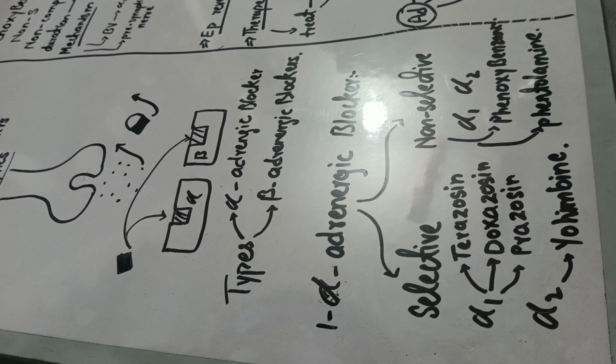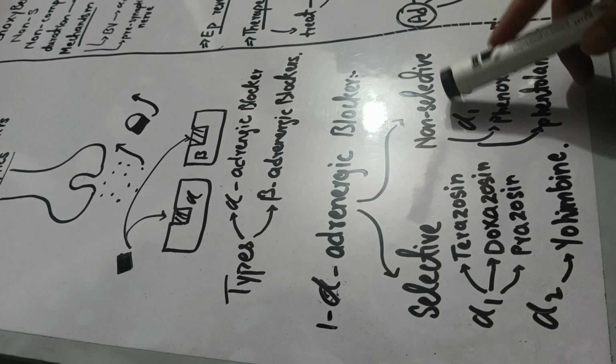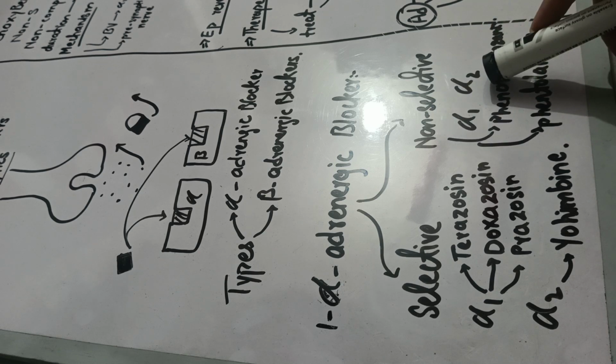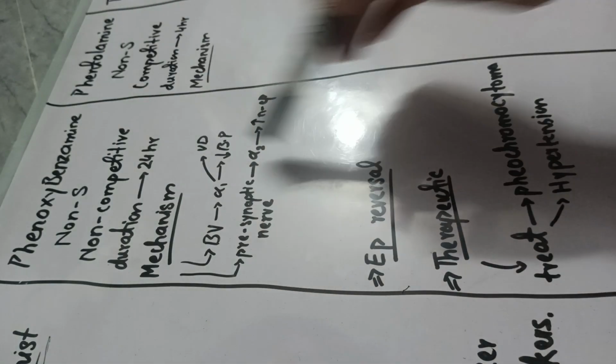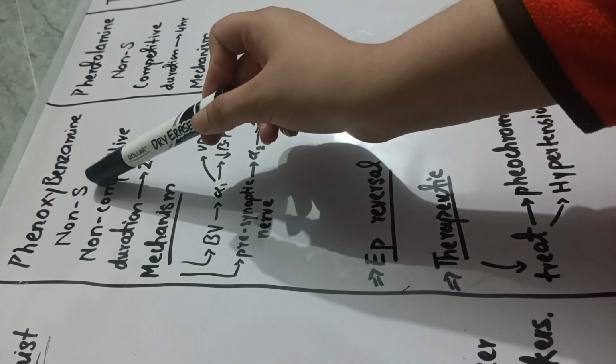So now we are going to study all of these drugs one by one. We will study their mechanism, their adverse effects, and also their therapeutic uses. So first of all, I am going to start the lecture with the non-selective drugs which can bind with both receptors. First, let's start with the phenoxybenzamine drug. So this is the phenoxybenzamine drug. First of all, I have written that it is non-selective.